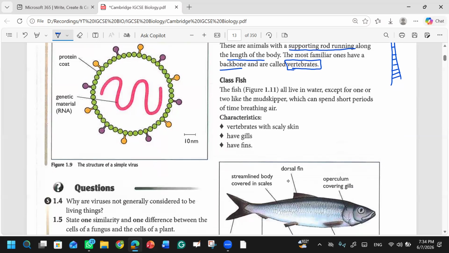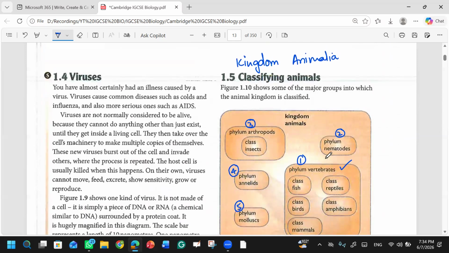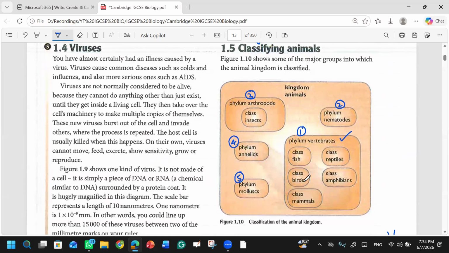The first class is the class of fishes. Fish all live in water. Now, what you need to know, firstly, is the major phyla of this kingdom. Then we are discussing phylum vertebrate in detail. So in phylum vertebrate, whatever class we discuss, you need to know the characteristics of that class. Are you clear with this?